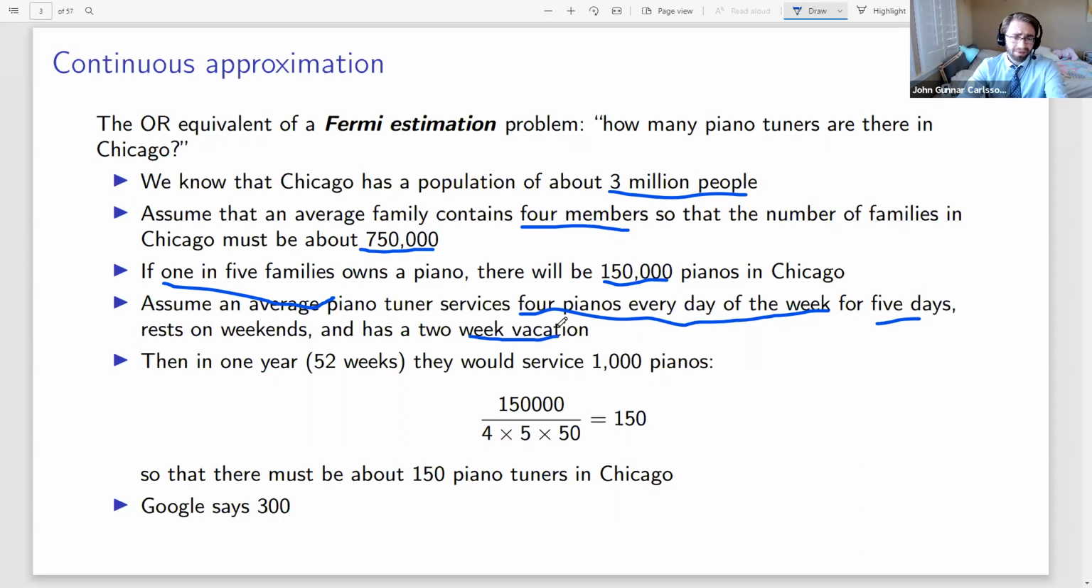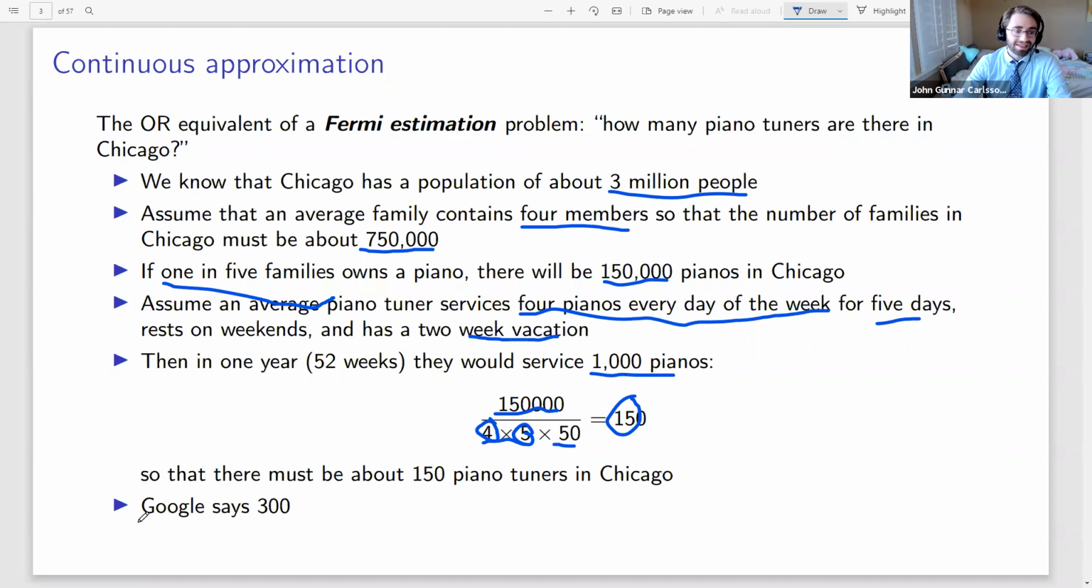And you'd say, okay, how many pianos is this tuner tuning every year? About 1,000, because you have 50 weeks of the year, and the piano tuner tunes 5 days a week, 4 pianos a day. And that would say, okay, based on just the unit analysis of all these numbers that I pulled out of nowhere, there should be about 150 piano tuners in Chicago.